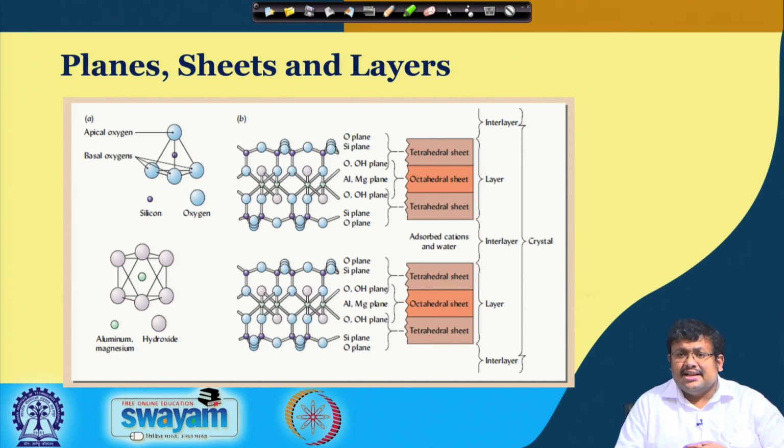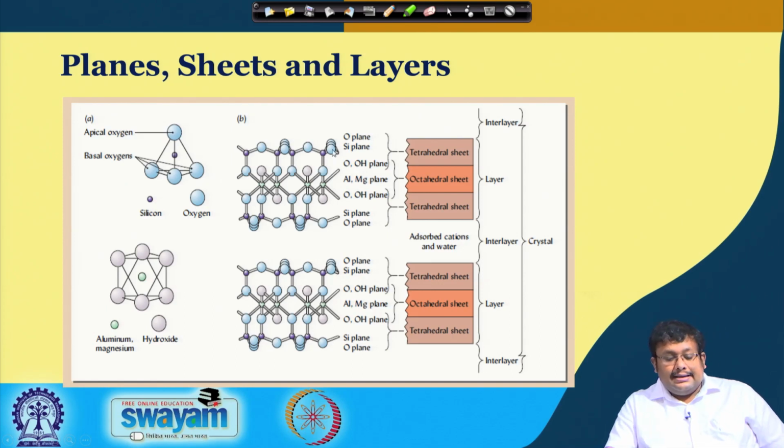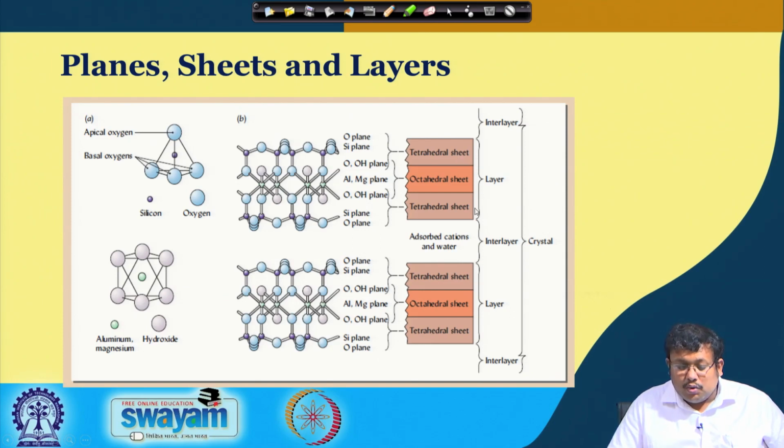So, let us discuss how these different sheets, that means octahedral sheets and tetrahedral sheets, join together to form a total clay mineral lattice. As you can see, this is a 2:1 type of clay mineral. Why is it called a 2:1 type of clay mineral? Basically, because you can see that one octahedral sheet is sandwiched between two tetrahedral sheets. That is why it is known as the 2:1 type of structure.